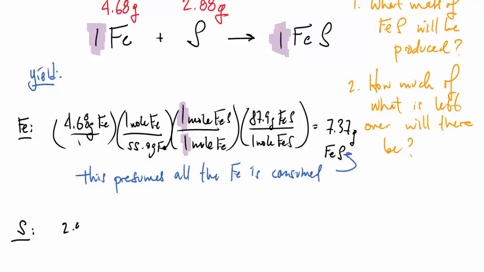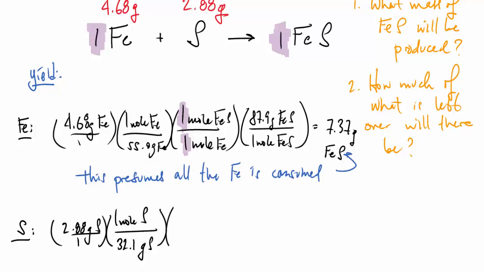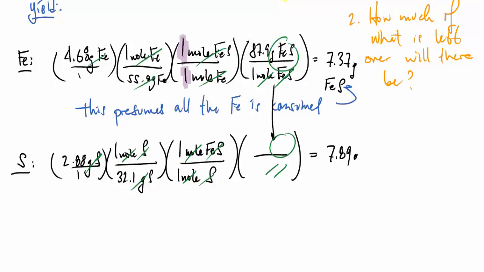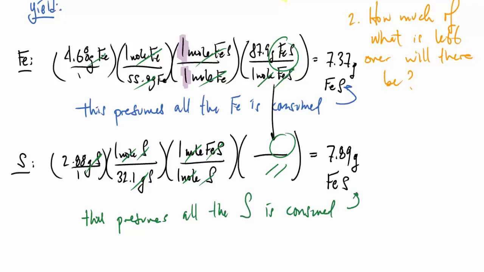Okay, now we take a look at it from the point of view of the sulfur. Start with 2.88 grams of sulfur. Now the molar mass of sulfur, 32.1 grams. The mole ratio between sulfur and the iron sulfide is 1:1, as you can see right here. And then we'll use the same molar mass of iron(II) sulfide at the end. So just use that term over again, and check all the units are good. In fact, they all do work out, and we wind up with 7.89 grams of iron(II) sulfide. So this value presumes that all the sulfur is consumed.